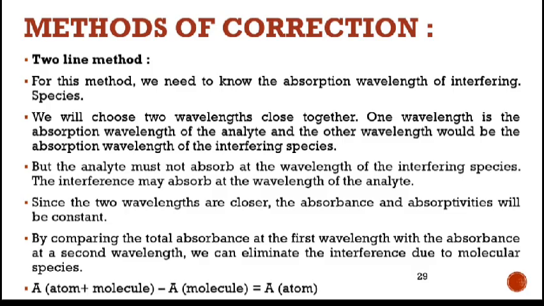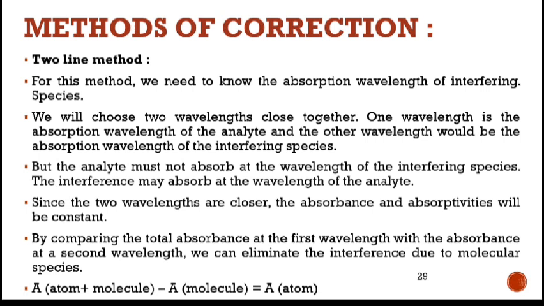Next, we discuss the methods of correction. There are two methods. First, the two-line method. For this method, we need to know the absorption wavelength of the interfering species. We will choose two wavelengths close together. One wavelength is the absorption wavelength of the analyte, and the other wavelength would be the absorption wavelength of the interfering species. But the analyte must not absorb at the wavelength of the interfering species.